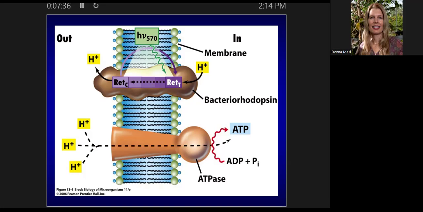All right, so this is the line you draw. This is the end of the exam material for the exam coming up on Friday.